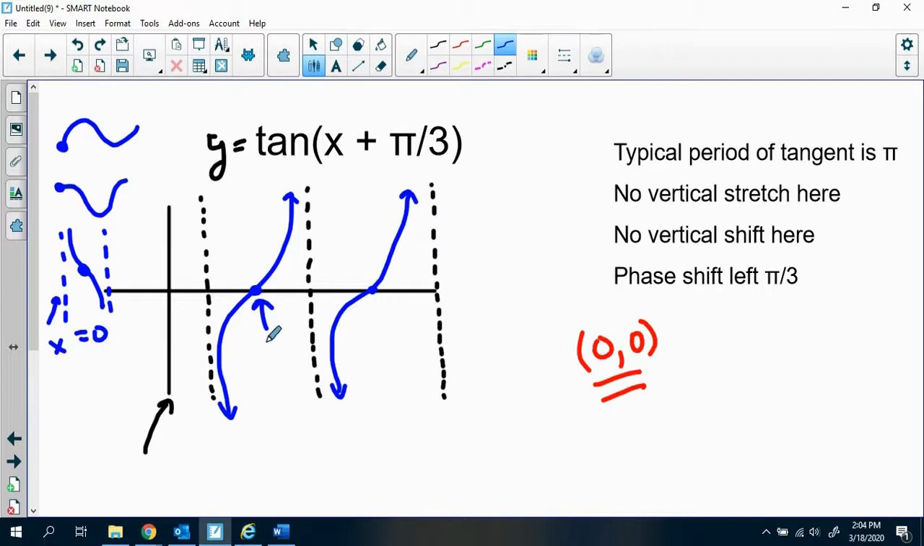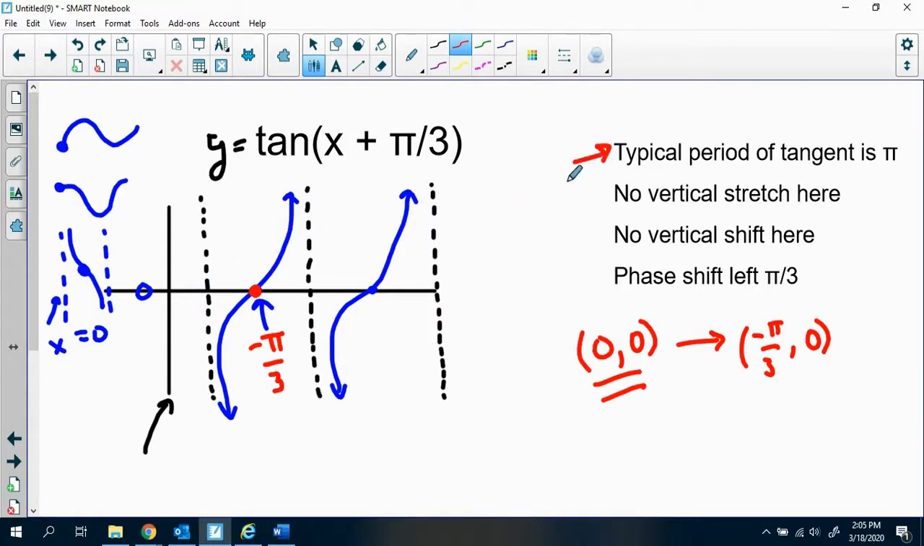So our normal tangent graph has a 0 at this spot, but we are going to have to change that in this problem. So our graph is now going to have negative pi over 3 as the x value here. So our phase shift moves 0, 0 to negative pi over 3, 0. And then we make all the other adjustments.